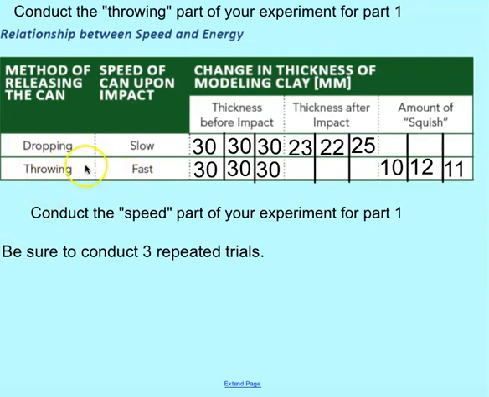So when we look at these two things, the dropping of the can and the throwing of the can, is this going to be your dependent or independent variable? If you said this is your independent variable, you're correct. This is what we're manipulating. We dropped it, so it went slow at first, and then we tossed it, and it went fast. This is the dependent variable, because the faster you throw it, the more this changes. So theoretically, the faster you throw it, the more squish you're going to get.